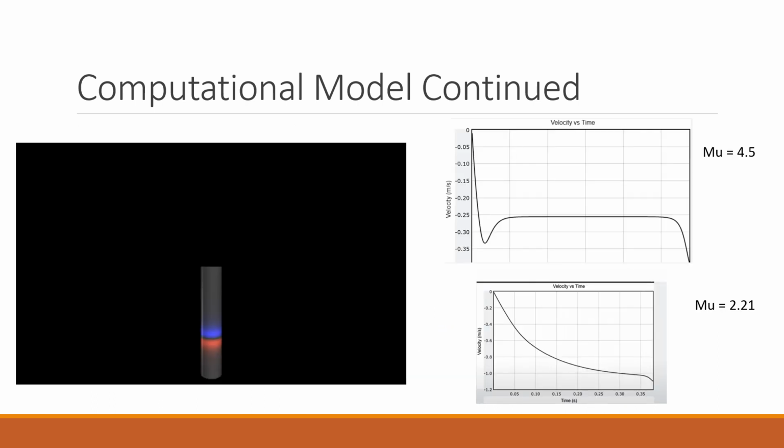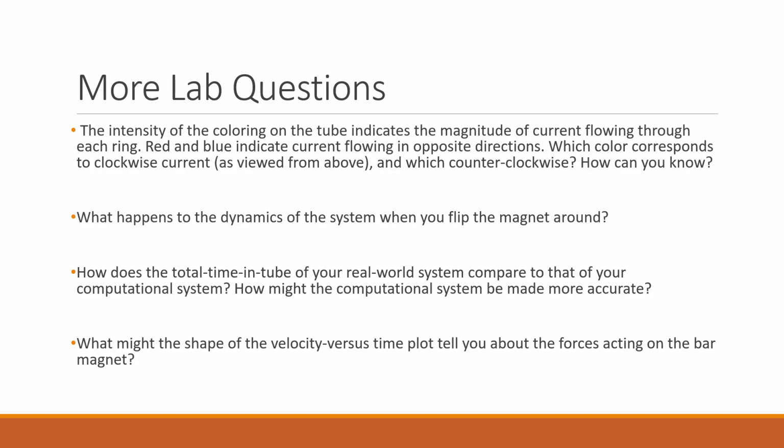And yeah, here's the velocity versus time graph that I was talking about. So as you can see, when the slope is 0, acceleration is 0, so you can equate those two. And then more lab questions. The first question, I'm not going to read all that. By applying Lenz's law, you can deduce that red corresponds with counterclockwise and blue to clockwise.